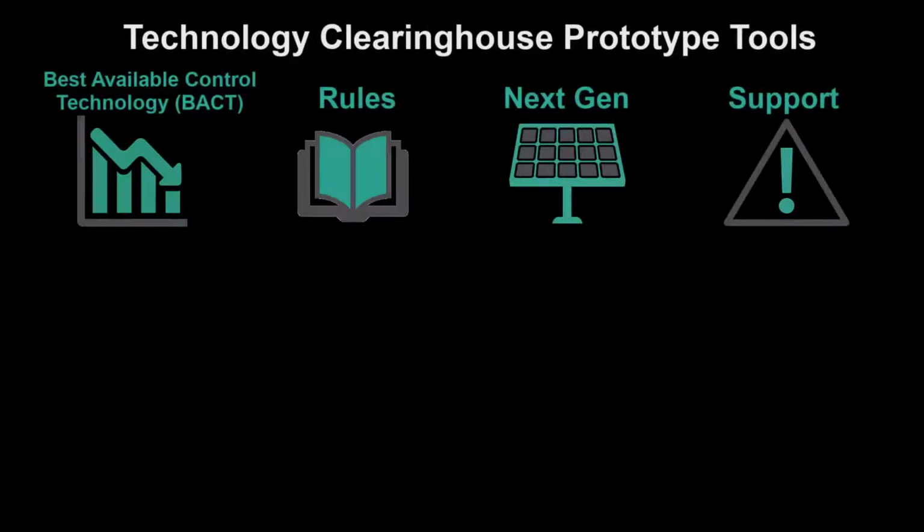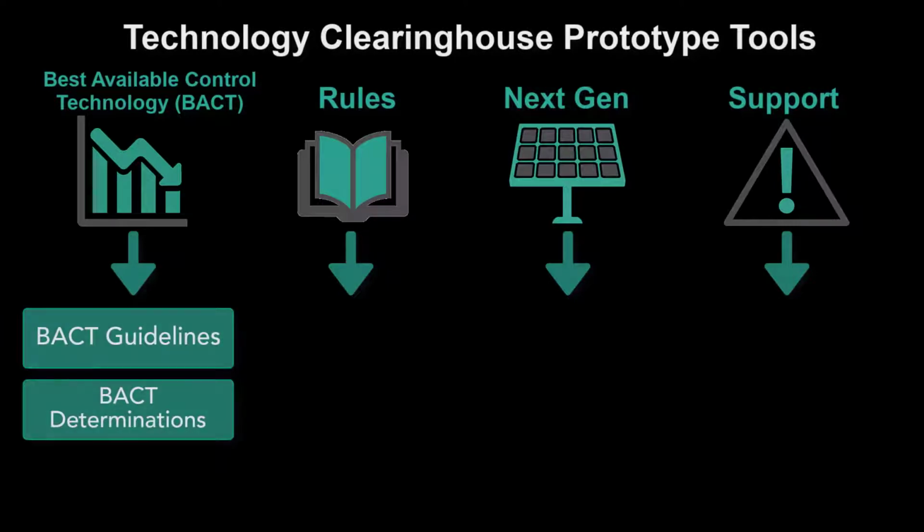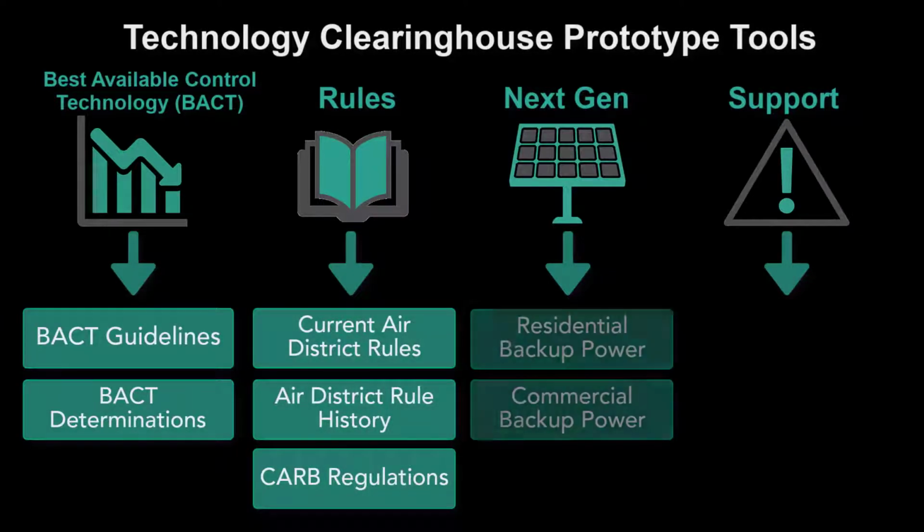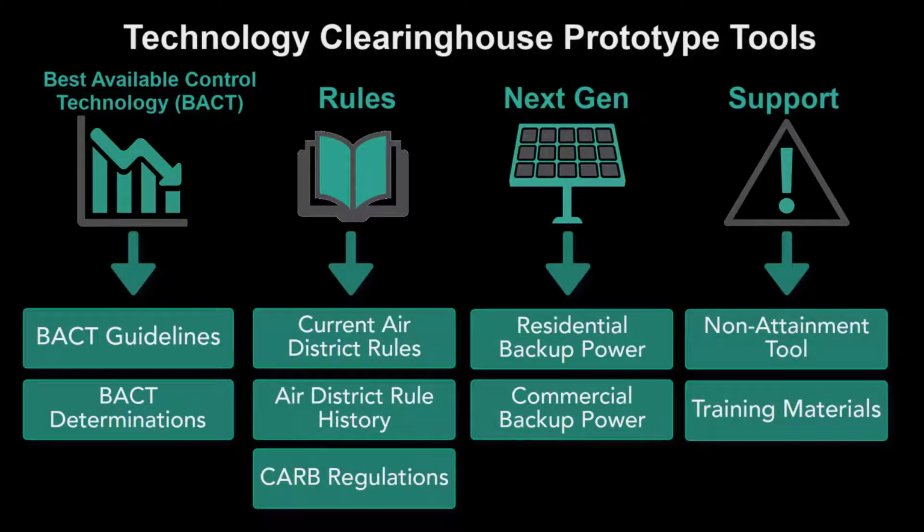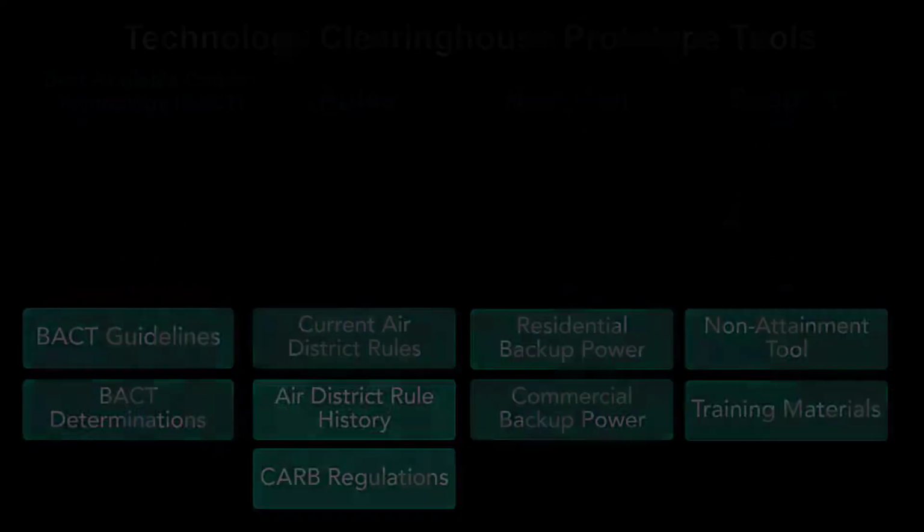CARB has released multiple prototype tools which are available today for public use. These prototypes provide an important bridge by giving access to data today and allowing for ongoing feedback. However, they do not encompass the expected features and utility of the final system.